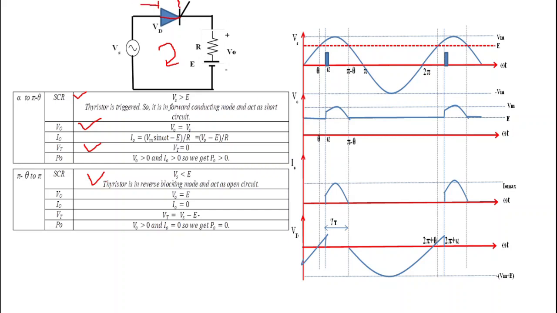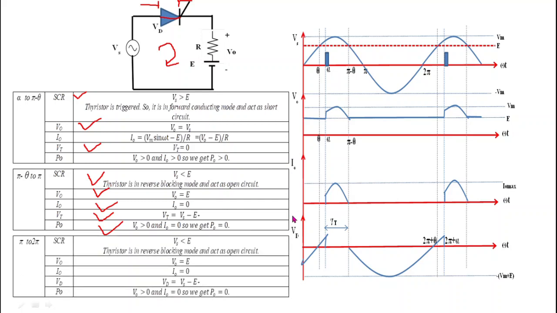When the thyristor gets open circuited, then current through the thyristor becomes 0, or we can say that I naught becomes 0, and when I naught becomes 0 we get V naught equal to E. Thyristor voltage, again we get by applying KVL in this loop. And what is output power P naught? Here when I naught is equal to 0 and V naught is greater than 0, then P naught is equal to V naught into I naught, we get P naught equal to 0.